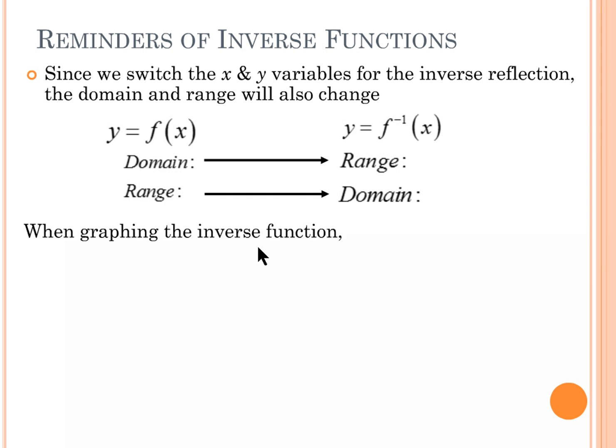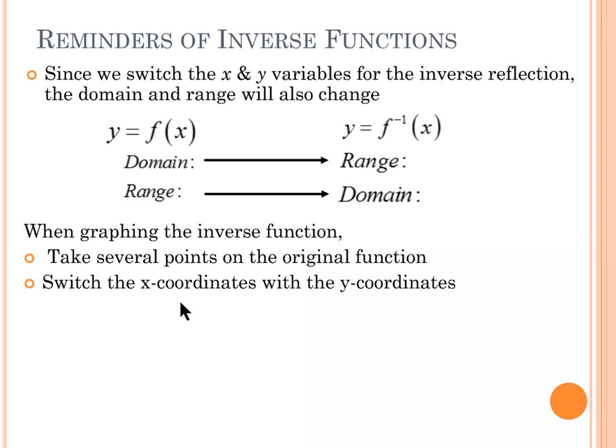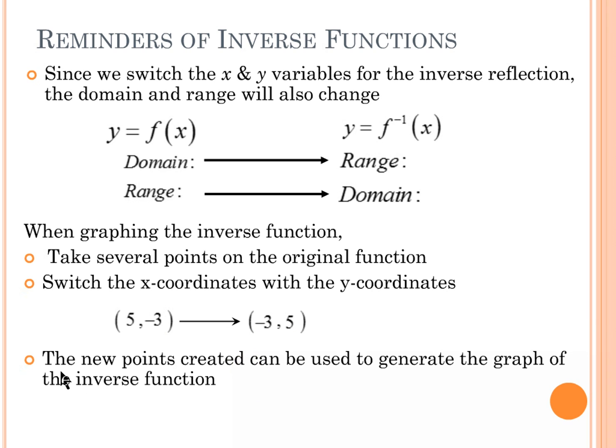Now, when you're graphing the inverse function, take several points on the original function, and switch the x with the y coordinates. So for example, if you have 5, -3 on your original function, then all you want to do is simply change those two coordinates, and you'll get the point -3, 5. The new points, for example -3, 5, can be used to generate the graph of the inverse function. So you will definitely practice this a lot in the homework.